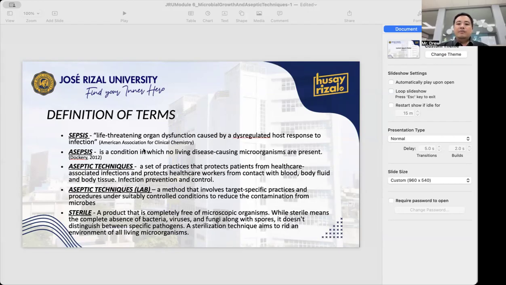Why are these concepts important? Maintaining asepsis prevents infections in hospitals, labs, and surgical procedures.